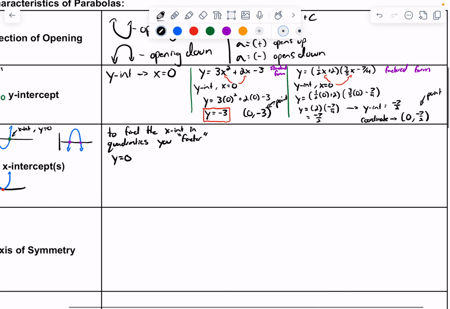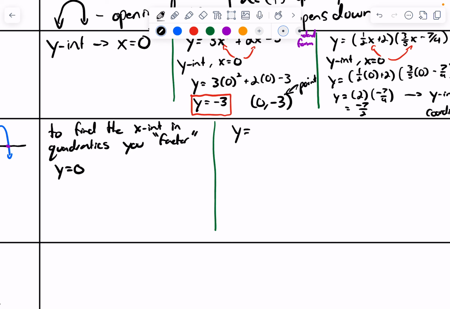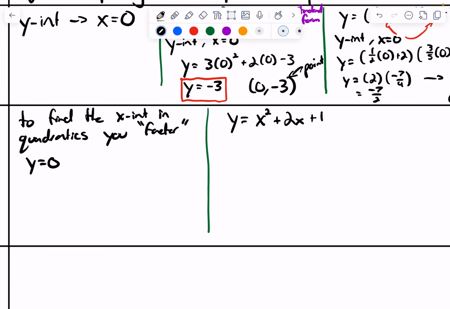So hopefully this is a review, but let's say I gave you a quadratic, y in standard form, once again, like x squared plus 2x, let's just do a really easy one, plus 1. If I put that in standard form, you want to first factor it. So you want two numbers that multiply to 1 and add up to that 2 value. So that would be x plus 1 in this case, which is really just x plus 1 squared.